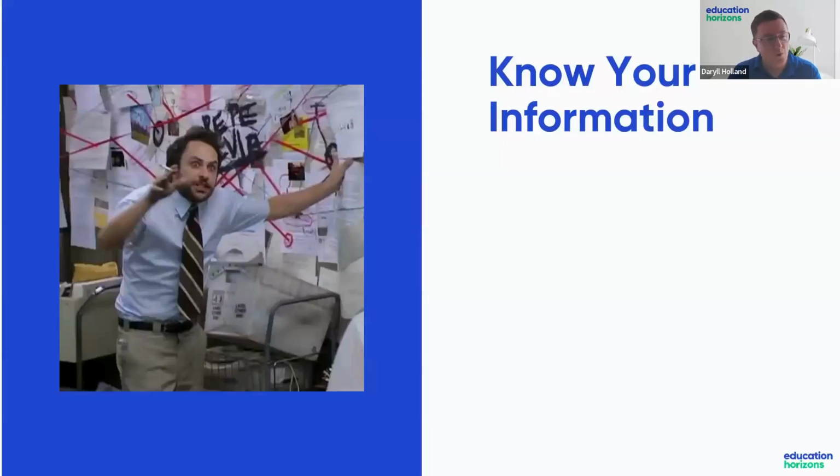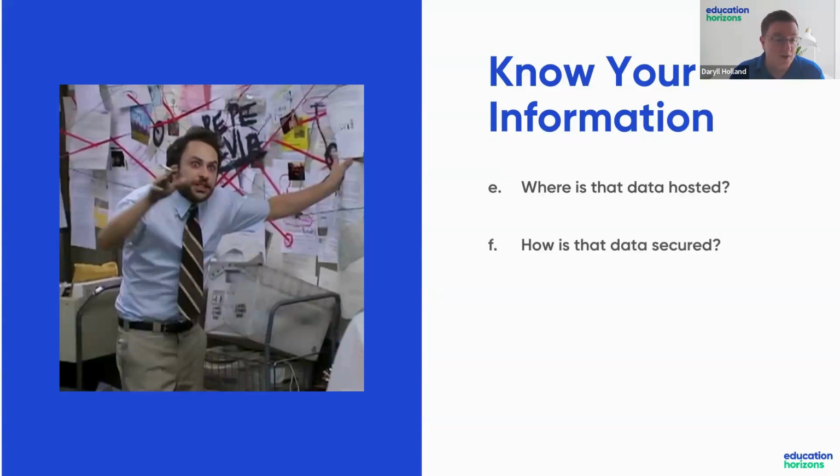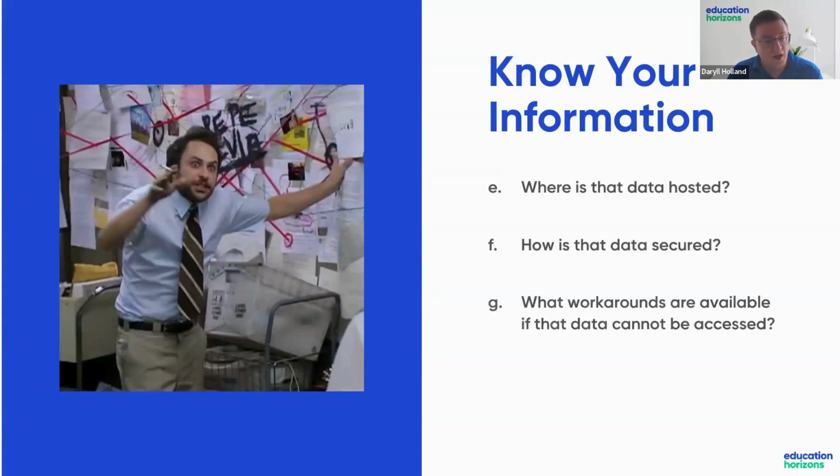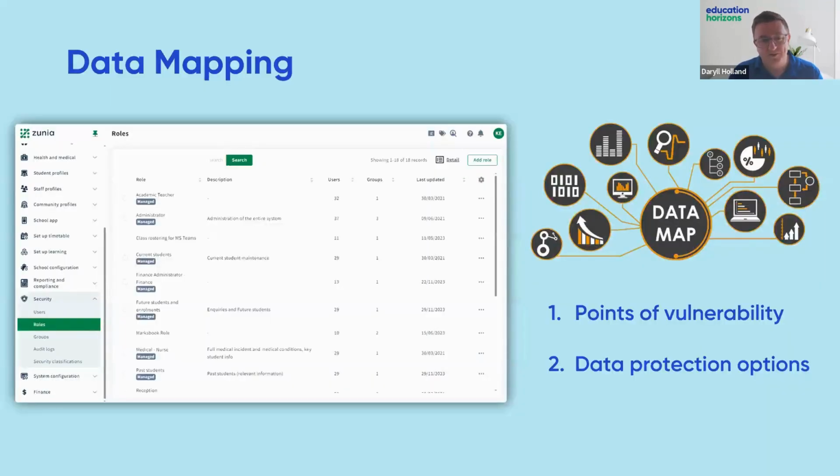In addition, where is it hosted? How is it secured? What are the workarounds if data is unavailable? And what school processes might be impacted by data loss? As you can see from the image on screen, this can feel a little bit daunting, but there are ways to manage this process. Further to what we've just discussed, I recommend mapping your data flows to help answer these questions. Now, your focus should be on understanding points of vulnerability and then identifying data protection options.